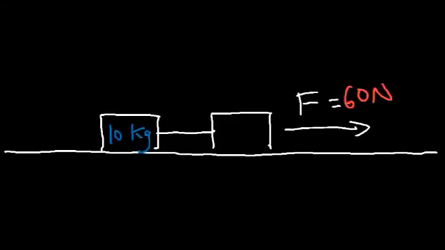Now let's get back to tension. So let's say we have a horizontal surface and we have two blocks connected by a rope. And let's exert a force of 60 newtons to the right. And let's say the mass of the first object is 10 kilograms and the mass of the second object is 20 kilograms. What is the tension force in this rope? What is the answer?